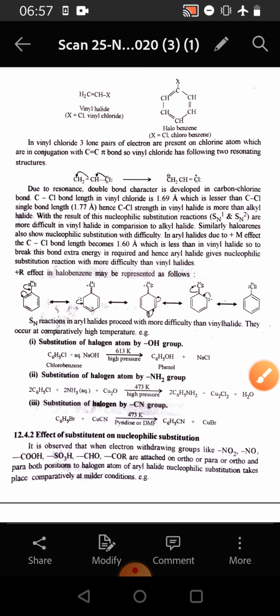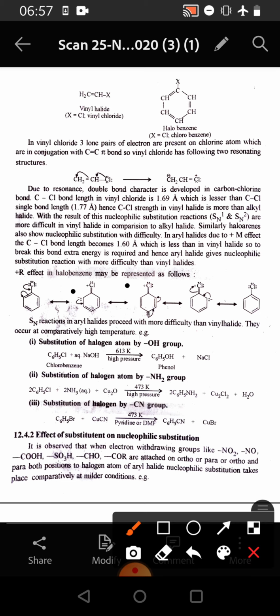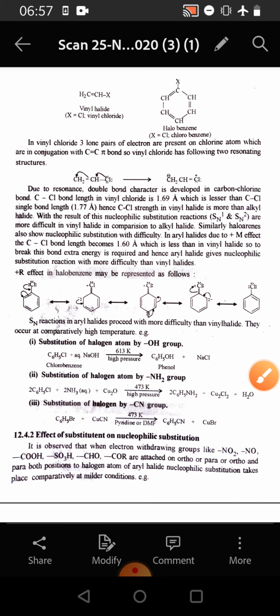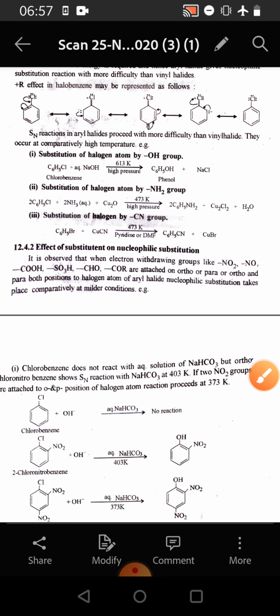And in all these resonating structures, we see that the negative charge resides on the second, fourth, and sixth positions, whereas the chloro group carries the positive charge. SN reactions in aryl halides proceed with more difficulty than in vinyl halides. They occur at comparatively high temperatures.